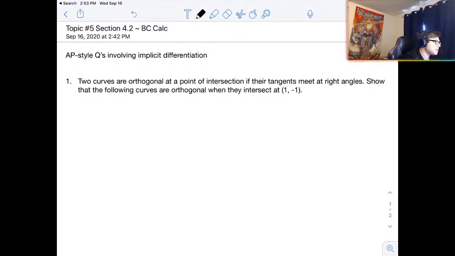So here we are in question number 1. Two curves are orthogonal at a point of intersection if their tangents meet at right angles.